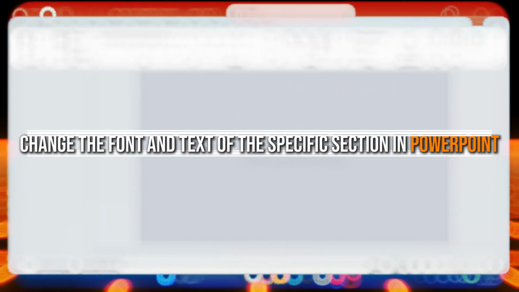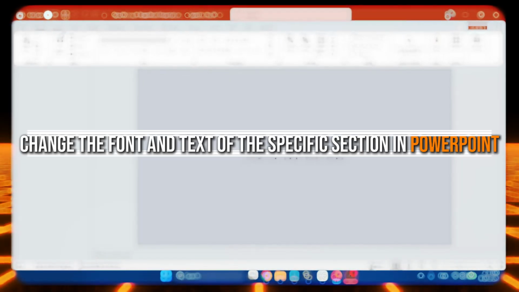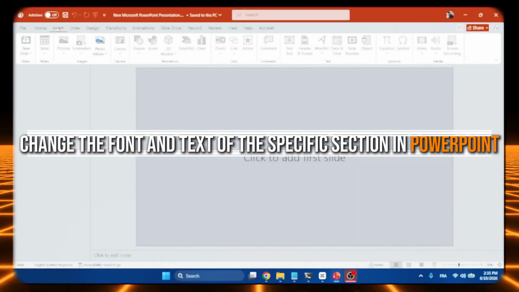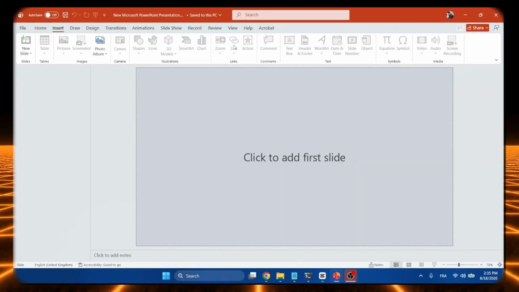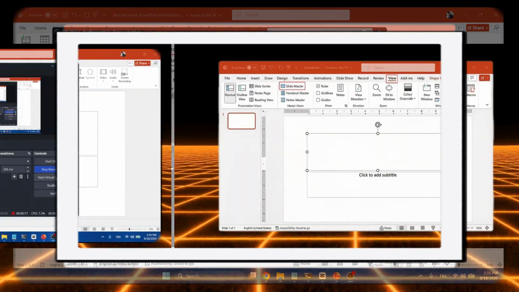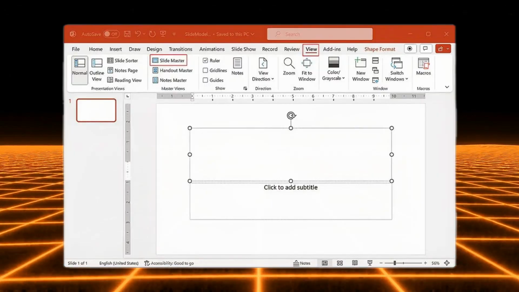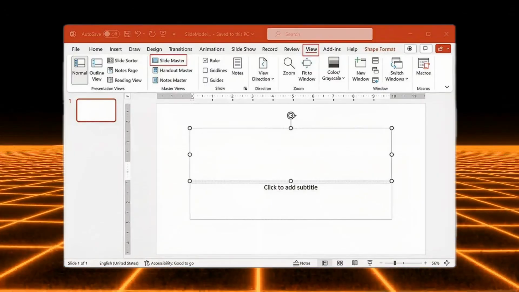If you want to change the font or text in just this one section of your PowerPoint presentation, here's how to do it without affecting the rest of your slides. Firstly, go to the slide you want to edit and click the text box containing the section you want to change. Highlight specifically the text you want to modify.